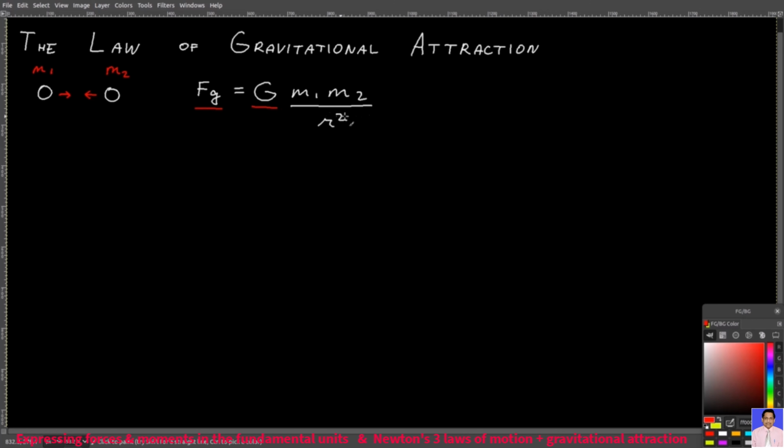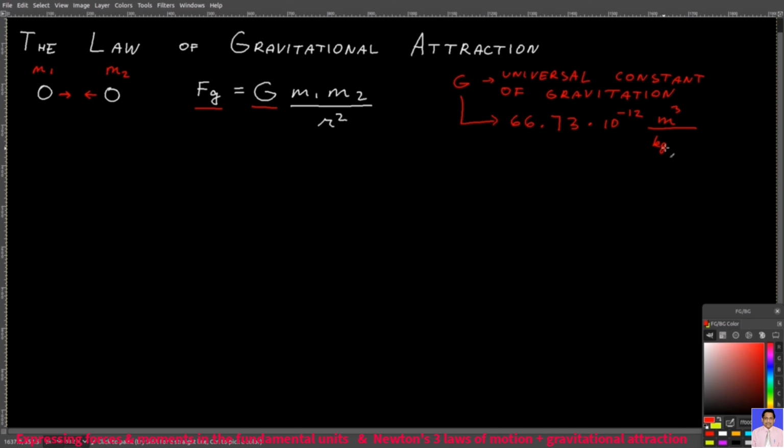Then this G is the universal constant of gravitation. From experiments, it was found to be 66.73 times 10 to the power of minus 12 meter cubed over kilograms times second squared. And then again, m1 and m2 are the masses of these two particles, and this r is the distance between the centers of gravity of these two particles.